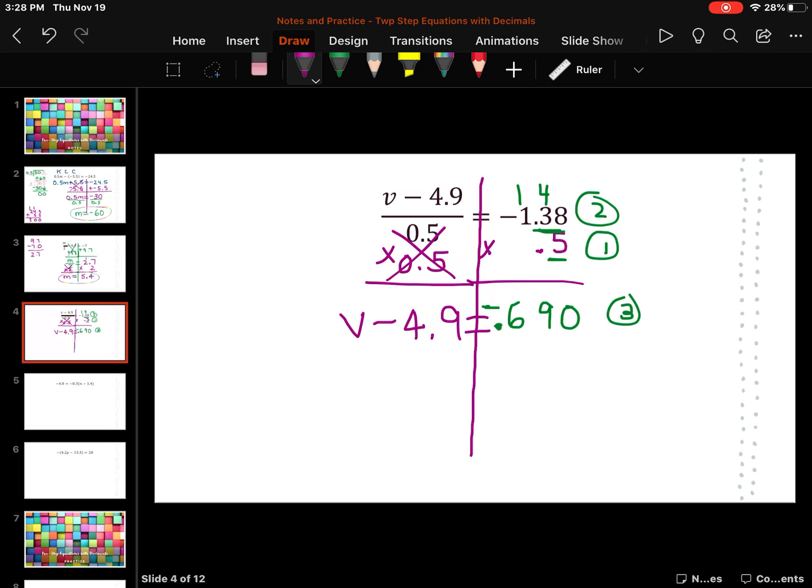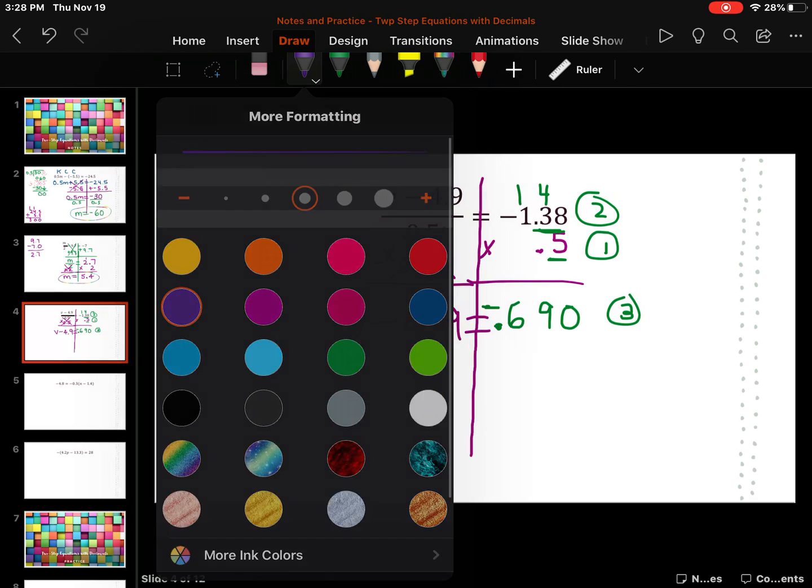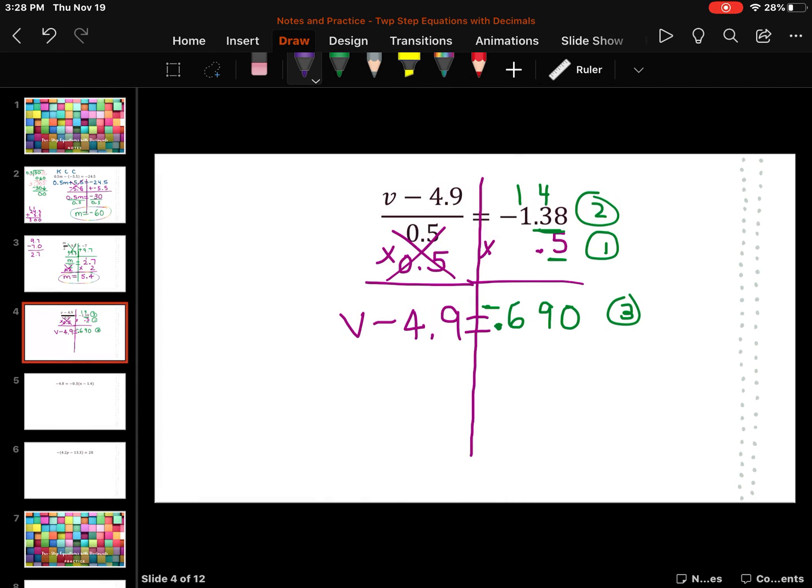Now from here, our next step, we have v minus 4.9, so to clear that, I need to add 4.9, which will give me 0, and I'd just be left with my v. But what I do to one side, I have to also do to the other. So I'm going to do it off to the side. We have a negative 0.69 plus a positive 4.9.